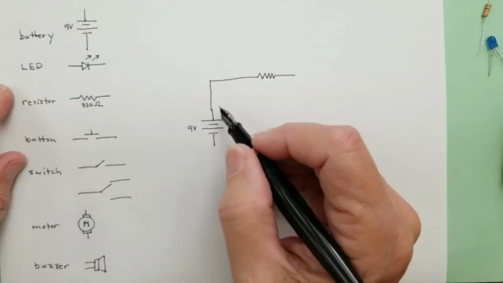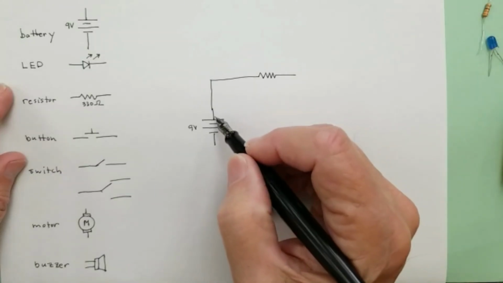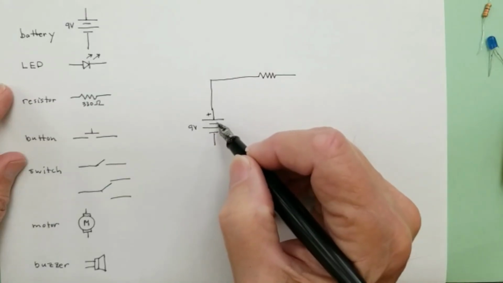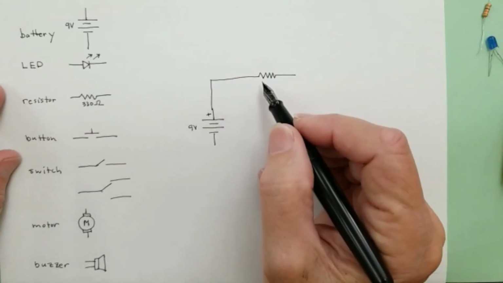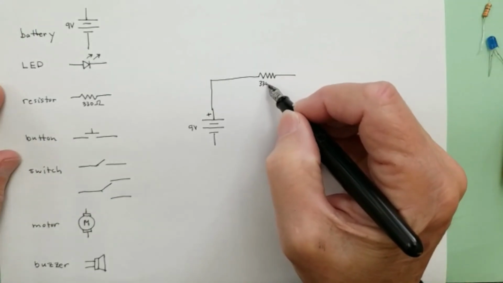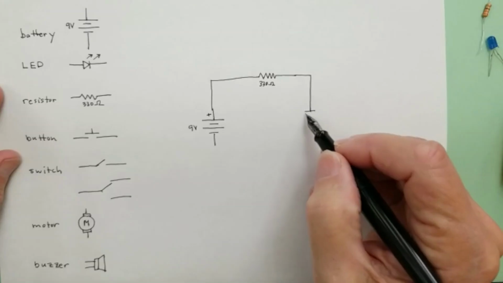And actually, we're not really specifying how this connection is made. We're just saying that somehow the output, the positive side of this battery, is going to one leg of the resistor. All right, so I'm going to go ahead and put 330 ohms on here for example, and then I'm going to draw it like this.